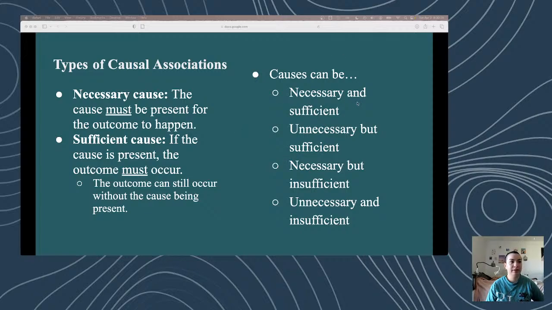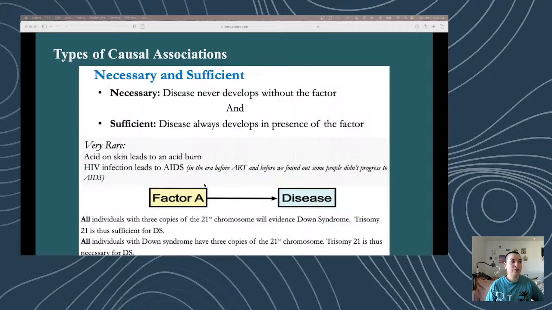And causes can be necessary and sufficient. We'll go over examples of all 4 of these. Can be necessary and sufficient, unnecessary but sufficient, necessary but insufficient, and unnecessary and insufficient. And then they're just component causes, right? Let's go over the first. It's pretty rare to see a cause that's necessary and sufficient, where disease never develops without the factor, and the disease always develops in the presence of the factor.